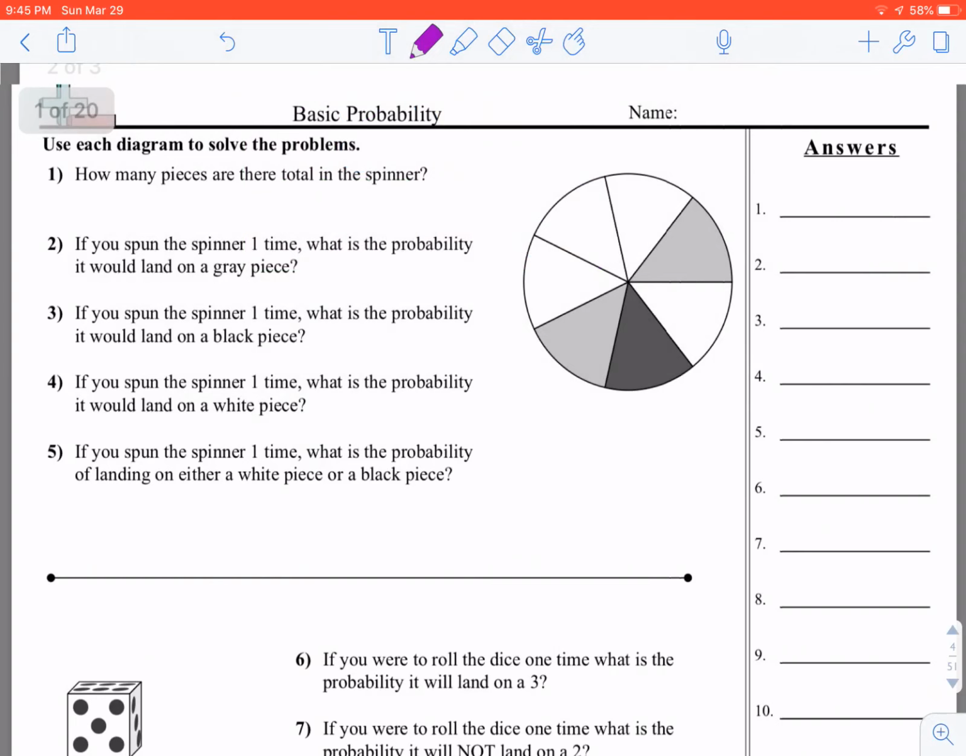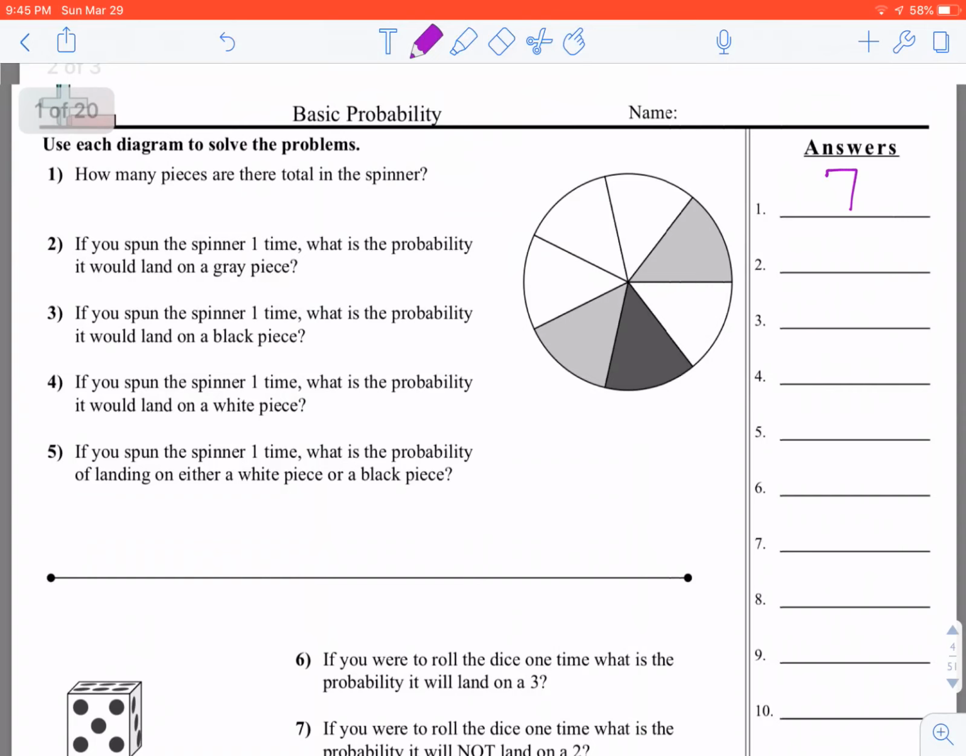So number 1, how many pieces are there total in the spinner? Just a basic question to get you set up to find your total. So just take your spinner, go ahead and take a minute, count the different slices or parts that your spinner is made up of. Okay, so hopefully you counted and you wrote down that there are 7 parts to this spinner.